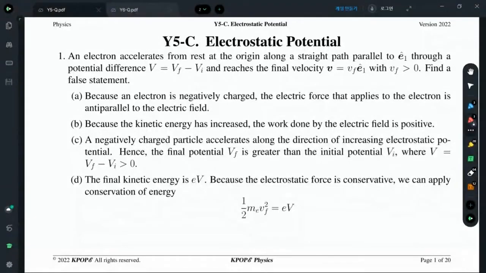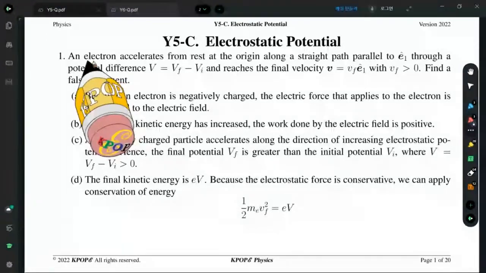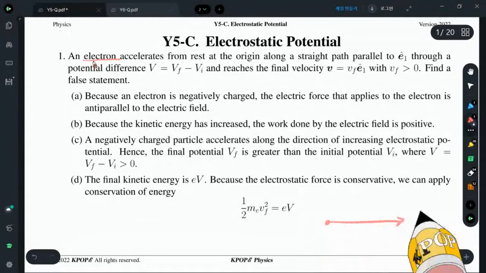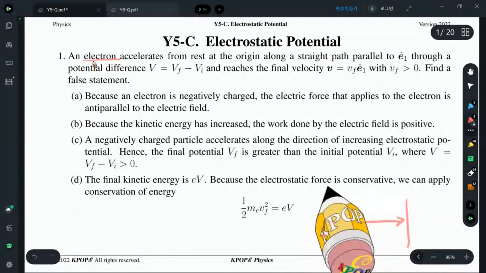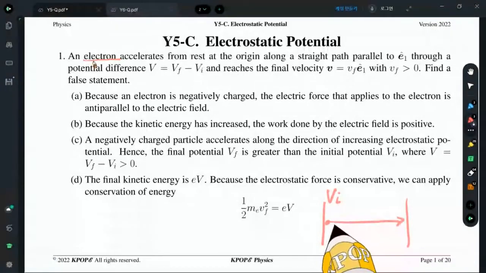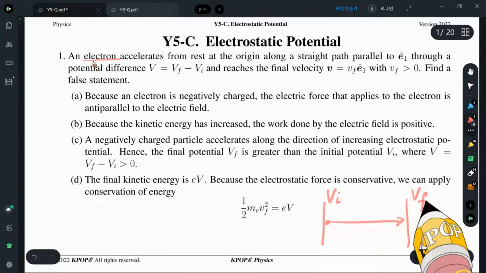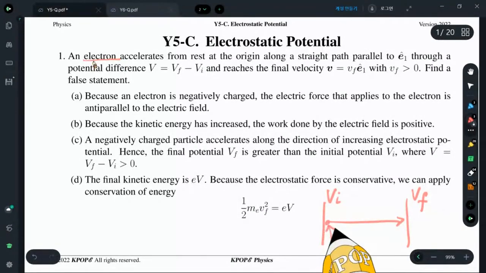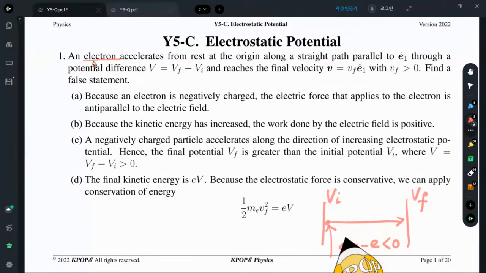Electrostatic potential. An electron accelerates from rest to some place. The potential at the initial position is Vi. Potential at the final position is Vf. We know that the charge Q of an electron is minus e, that is, negative. If it is positive, it accelerates.